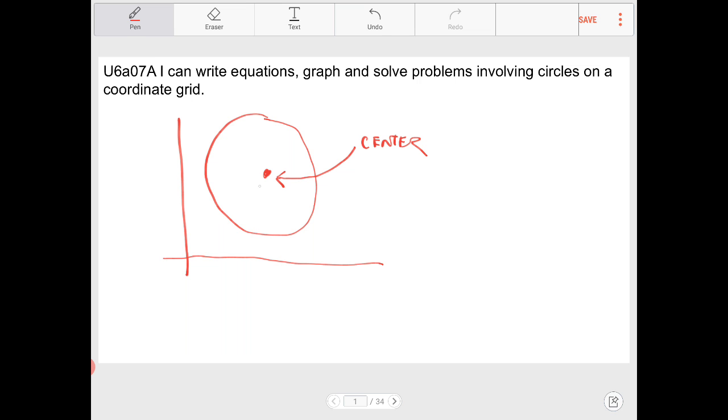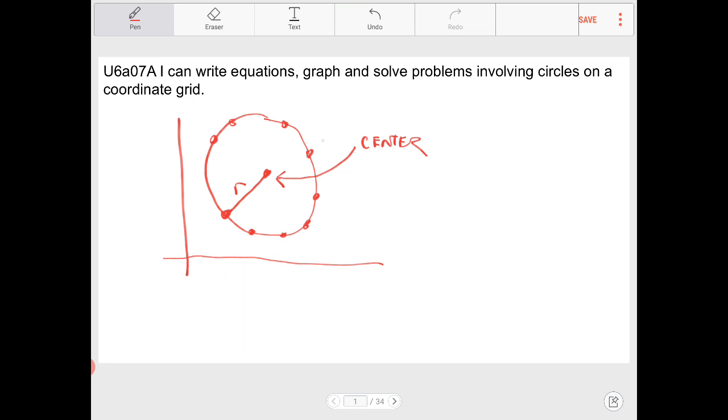Second, we need to know what is the radius of the circle, because if we know the center and we know the radius, then we can draw that circle, right? So the equation must involve these two facts. The equation of the circle is supposed to describe all the various points that are on this circle. Well, how do we describe that? How do we describe all the points that are on the circle? I have no idea what that is, right?